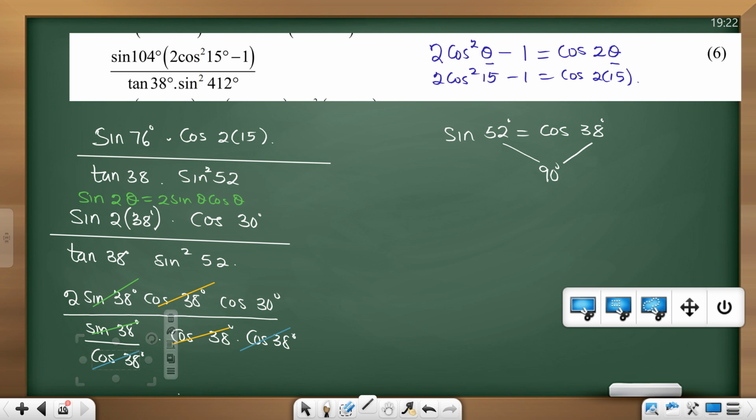What do I have? 2 cos 30. And what is cos 30? So what's my answer? Simplify without use of a calculator.